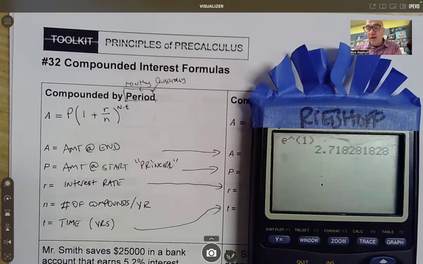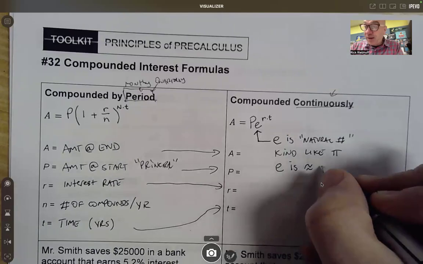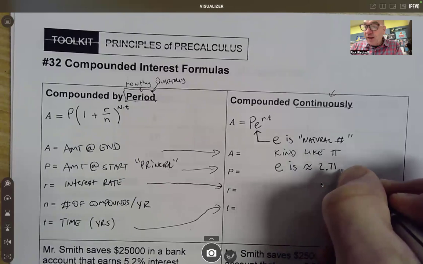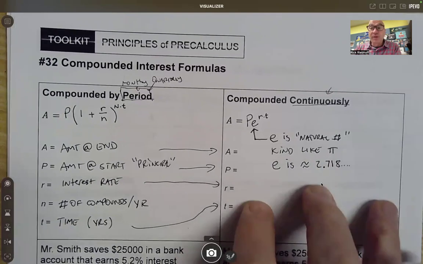2.718281828. It's got a lot of 1828s going on, but that's just, it repeats forever, kind of like pi. Okay, so think of it as a number that's like 2.718 dot, dot, dot. Okay, kind of like pi.